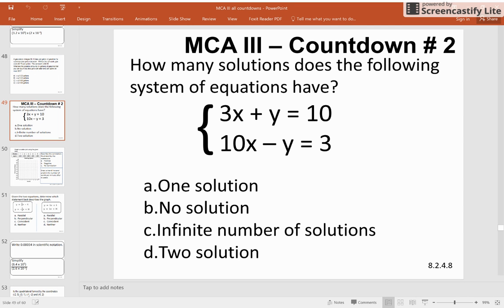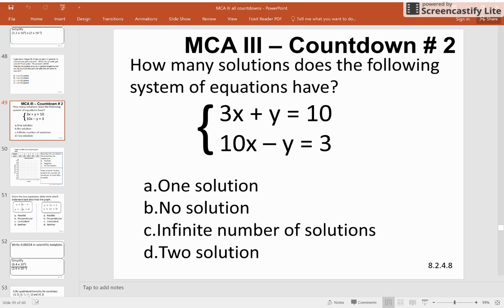MCA Countdown number 2. This one: how many solutions does the following system of equations have? Okay, so all they're looking for is not necessarily just the answer. They want to know if it has one solution, no solution, infinite, or two solutions. Well, first of all, this isn't going to be an option.